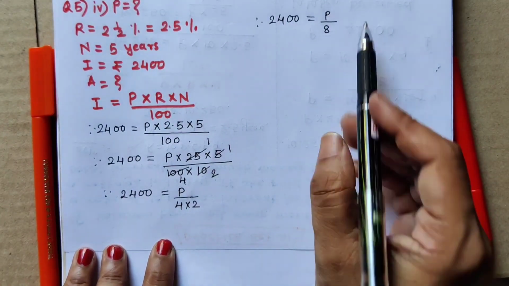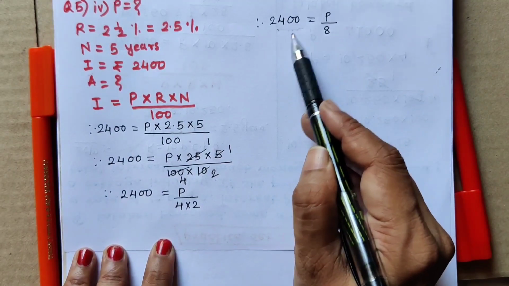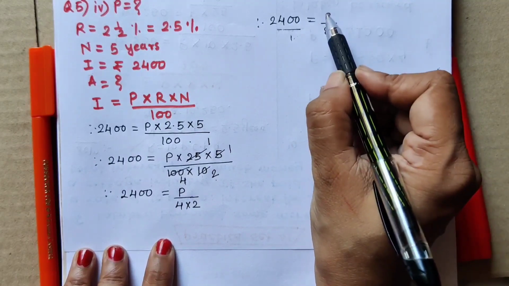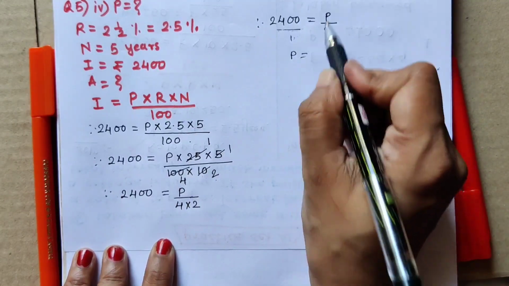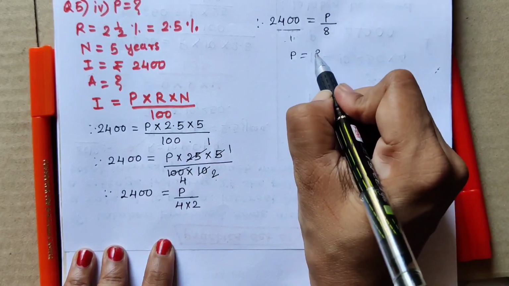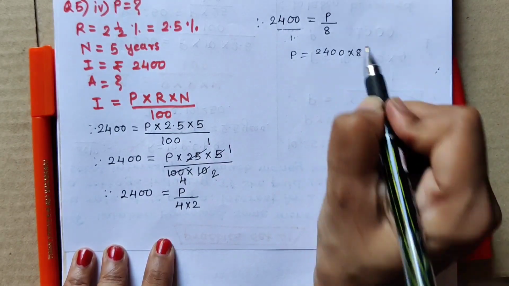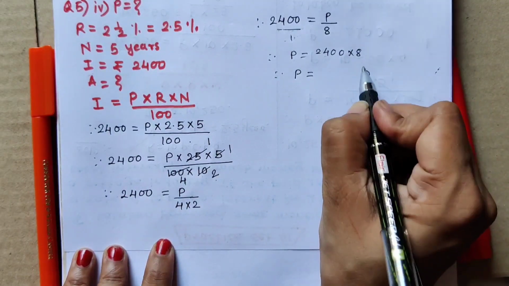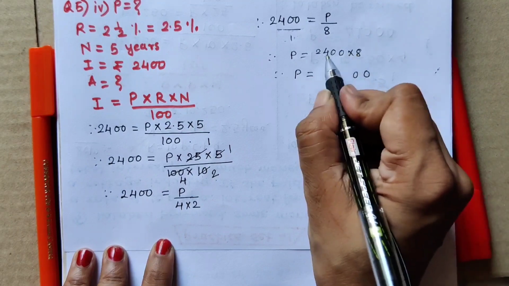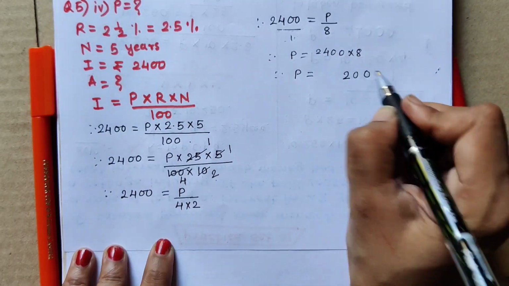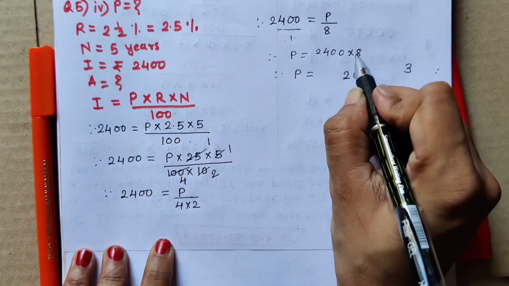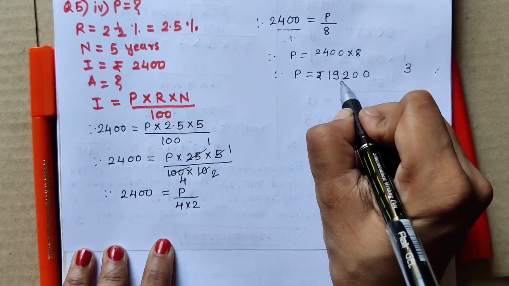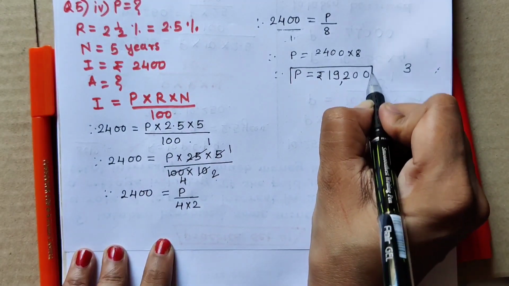4 twos are 8. Now see children, here nothing is there in the denominator, means 1 is there. So I am going to again do the cross multiplication. P into 1 is P, and 2,400 into 8. So P is equal to 8 zeros are 0, 8 zeros are 0, 8 fours are 32, correct? 2 written, 3 carrying, 8 twos are 16, 16 plus 3, 19. So P value we are getting 19,200 rupees.